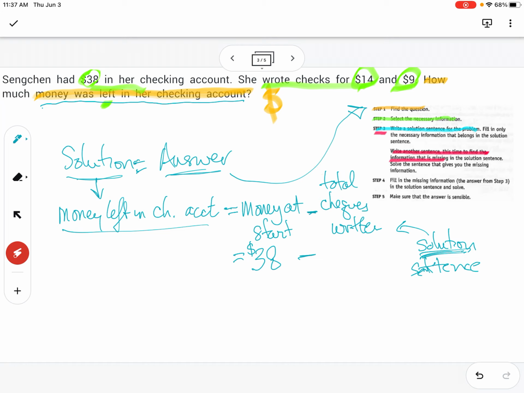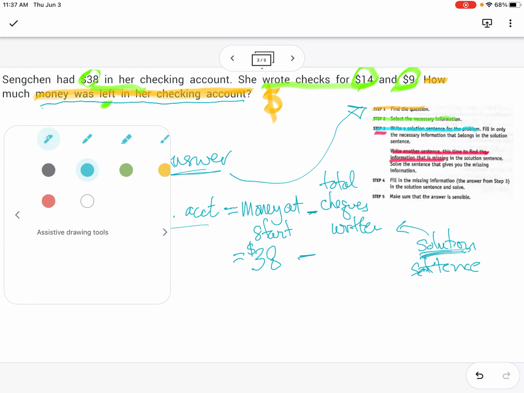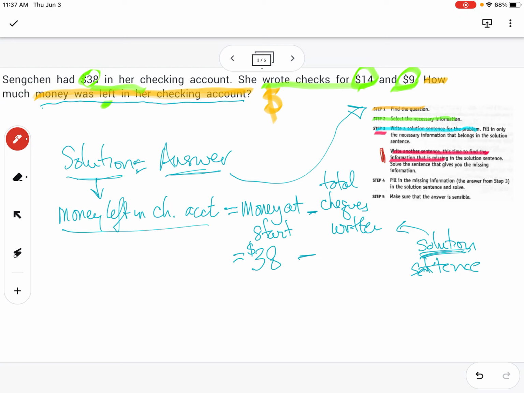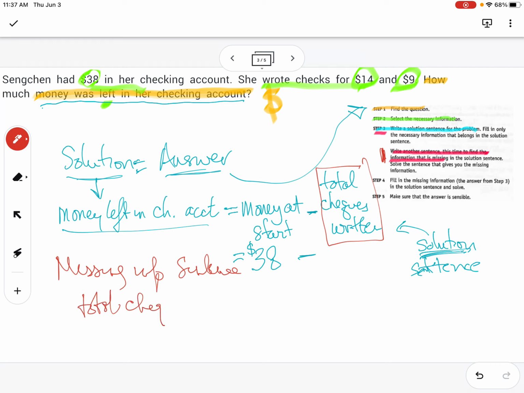So I am going to change my pen color to red now because I've got red talking about the missing information sentence. This is my missing information. So I'm going to make my missing information sentence, missing info sentence. And what is the missing info? It's the total checks written.